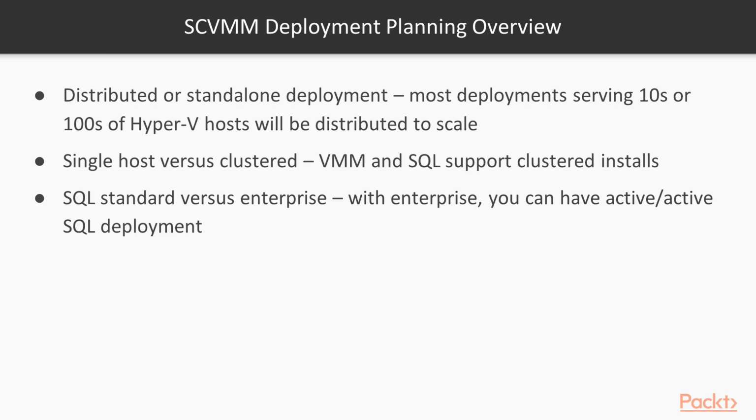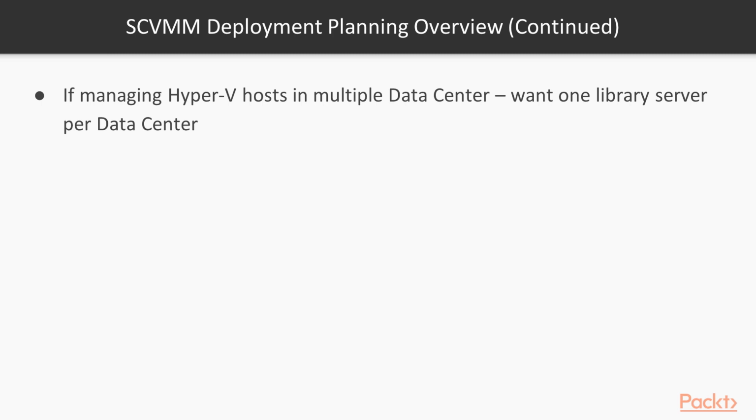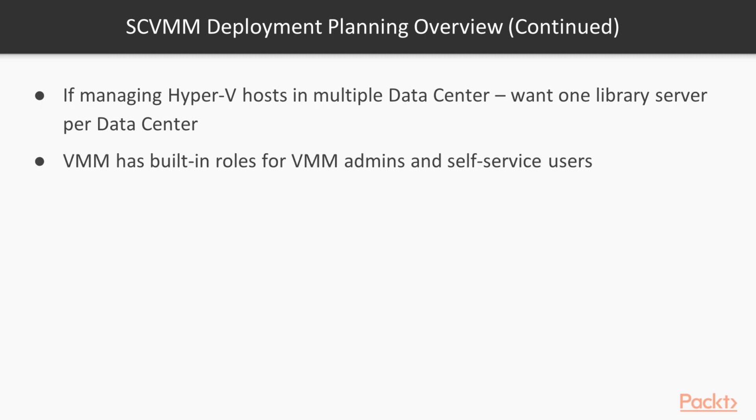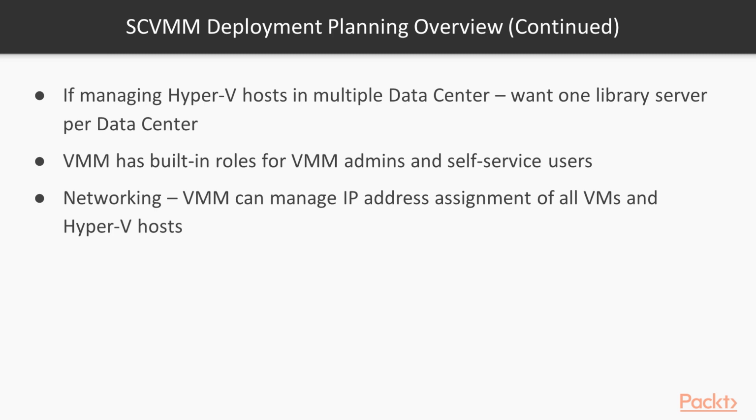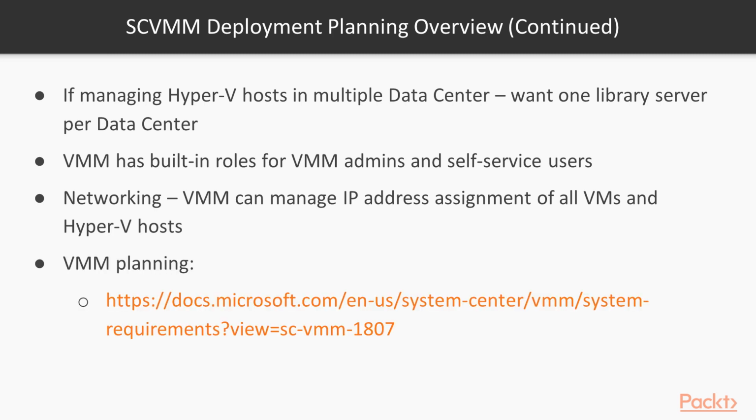Similarly for SQL Standard versus Enterprise. With Enterprise, you can have an active-active SQL deployment. If you are managing Hyper-V hosts in multiple data centers, you will want one library server per data center. VMM has built-in roles for VMM admins and self-service users, so you will need to decide who will manage VMM and which users will have access to their own VMs for self-service. Finally, networking. VMM can manage the IP address assignment of all your VMs and Hyper-V hosts, so you can simply carve up a segment in your network and have VMM manage it. This is just a summary. Have a look at the detailed guide at the link shown here.